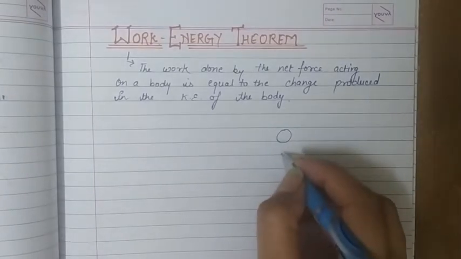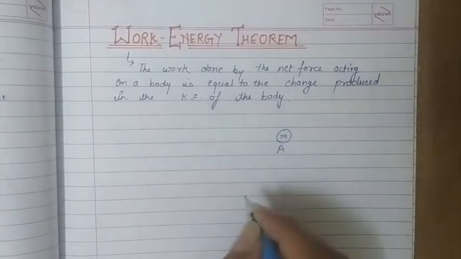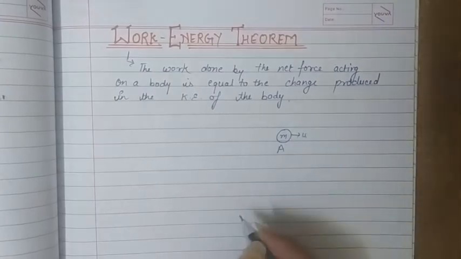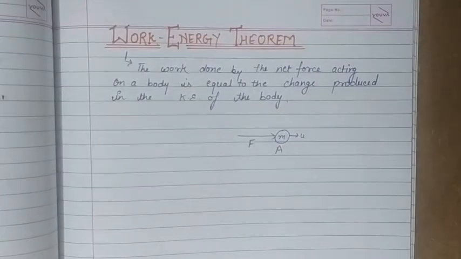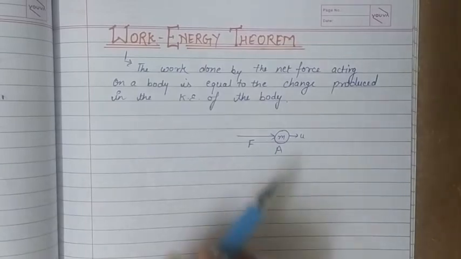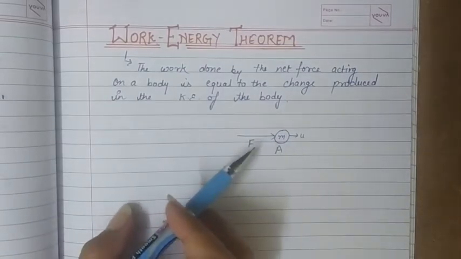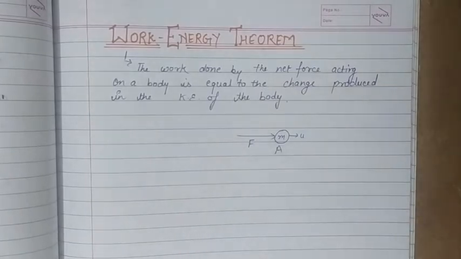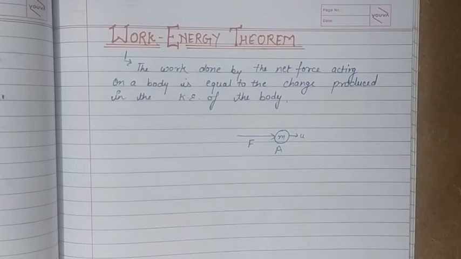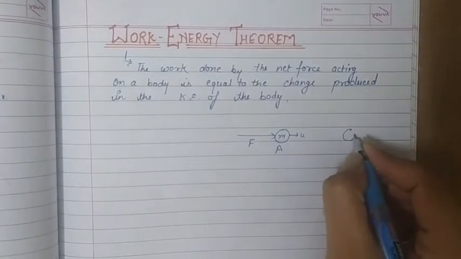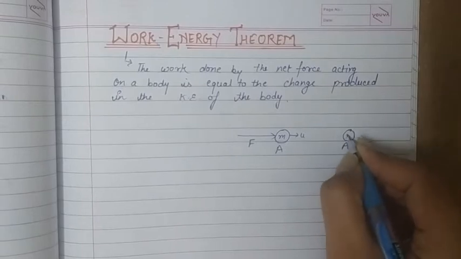We have some object A with mass m, which is moving with some initial velocity, that is u, and now a force acts on it in the same direction. This is the force that is pushing it in the same direction, accelerating it towards the right. Because of this force, some work is done on that object A, and as a result of that work, the velocity of the object will change.